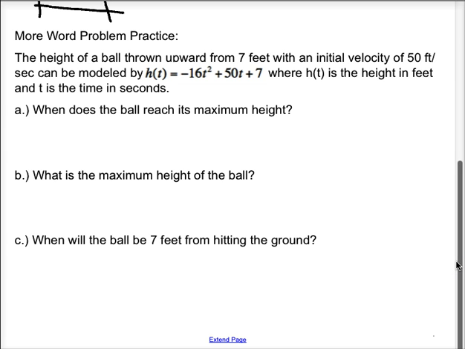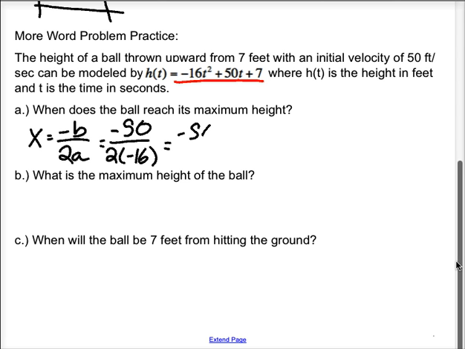So let's try another one. So when does it reach its height? Well, here's my function. So the when is that x value, that negative b over 2a. All right? So negative 50 over 2 times negative 16. So negative 50 divided by negative 32 is 1.5625 seconds. Again, keep all of those decimals for me, please.